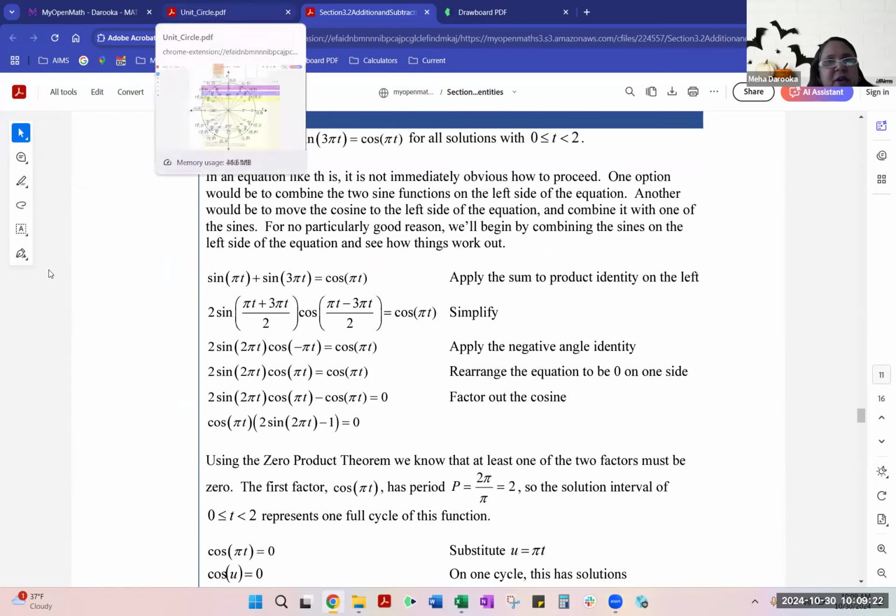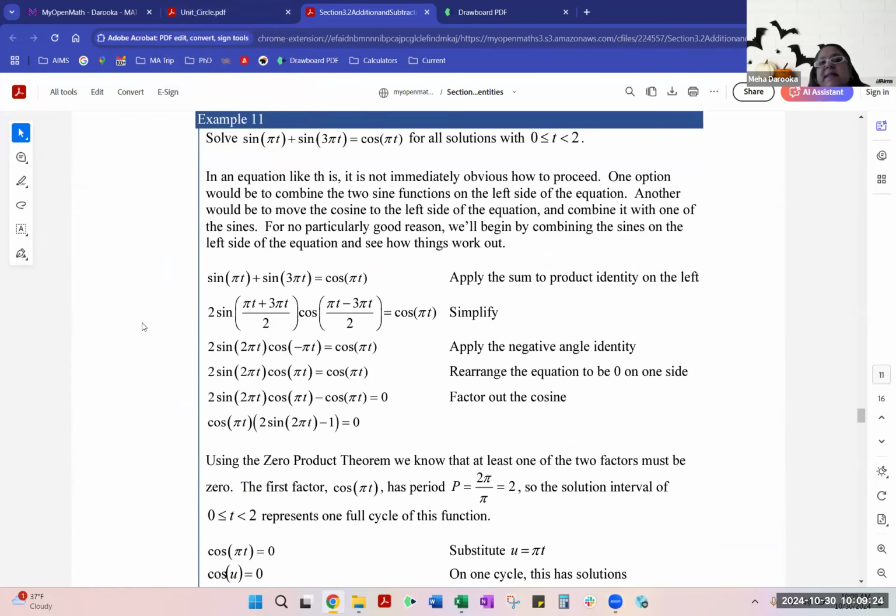All right, so here you can see we are given sine of pi times t plus sine of 3 pi times t is equal to cosine of pi times t. And they're asking us to find all the solutions where your t value is going to be between 0 and 2, not including the 2, but obviously including the 0.